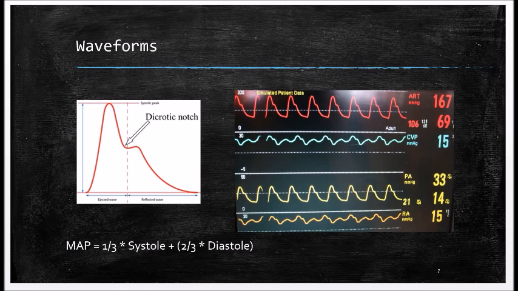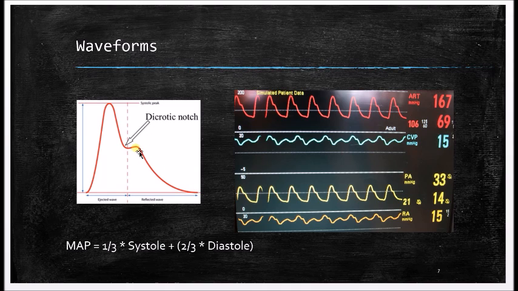Next, we're going to see some of the waveforms of the arterial line. So arterial lines in your monitors will usually be denoted in red color, like you see here. And this is a normal arterial line waveform. So this is the systolic peak. So when the heart contracts, this is the top systolic peak, the dicrotic notch, and the diastolic pressure down here.